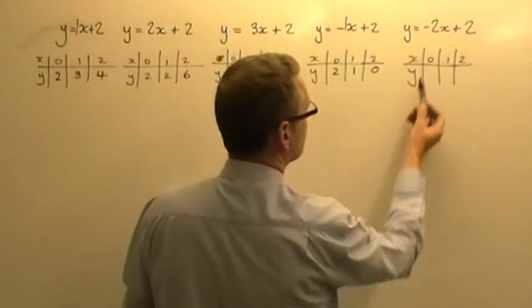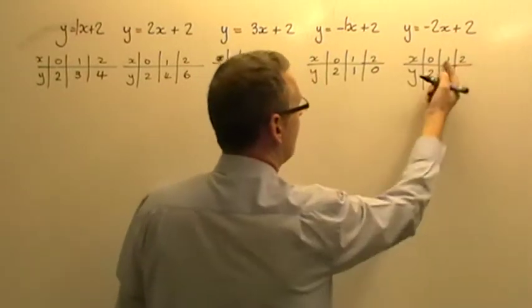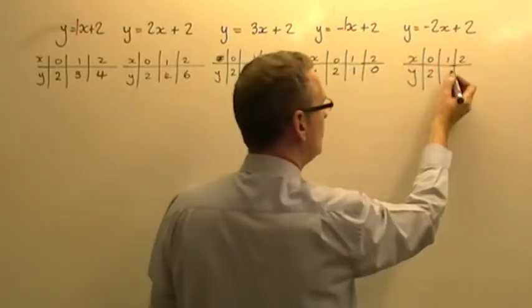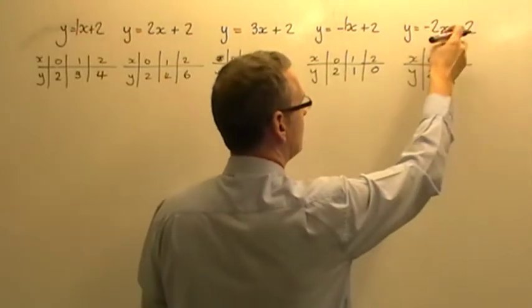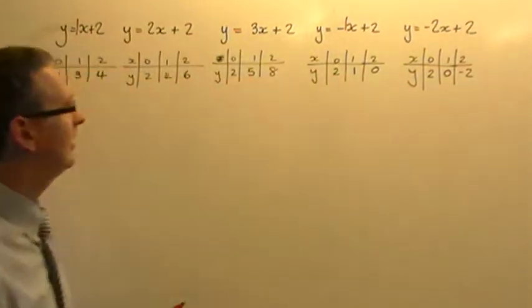Last one, if x is 0, minus 2 times 0, plus 2 is 2. If x is 1, minus 2 times 1 is minus 2. Add 2, we get 0. And if x is 2, minus 2 times 2 is minus 4. Add 2, you get minus 2. So we get that table.